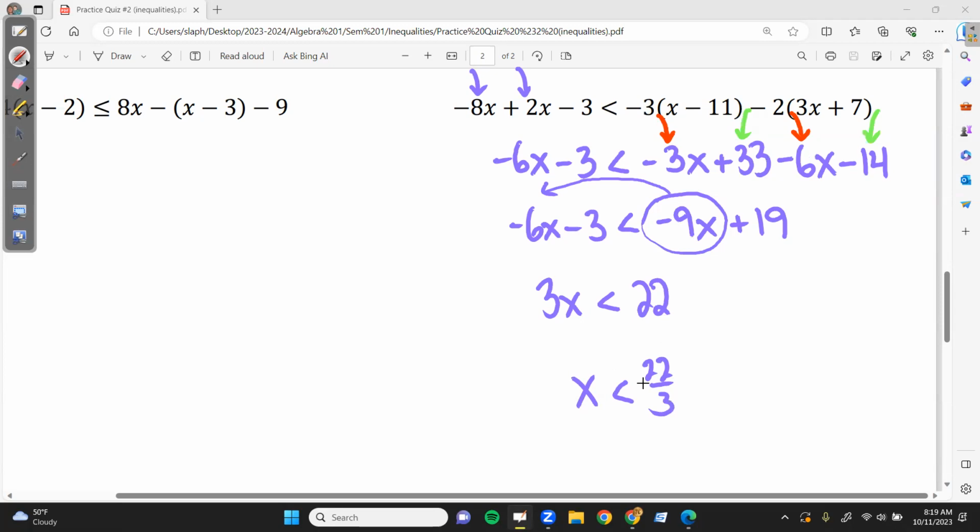I haven't been graphing, I don't think, have I? Are you guys okay with that? You get the idea. Open circle, closed circle, shade to the, yeah, nothing to it.